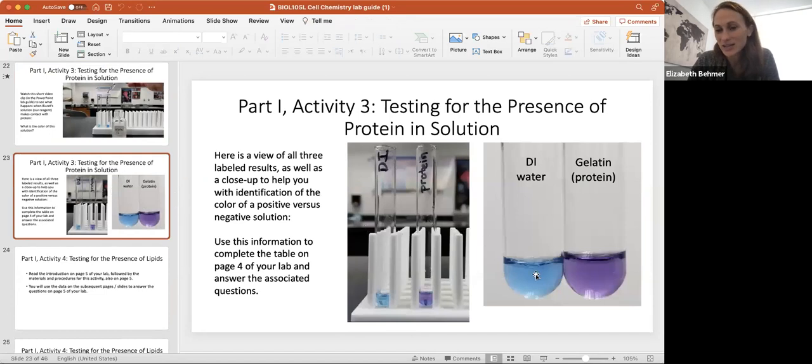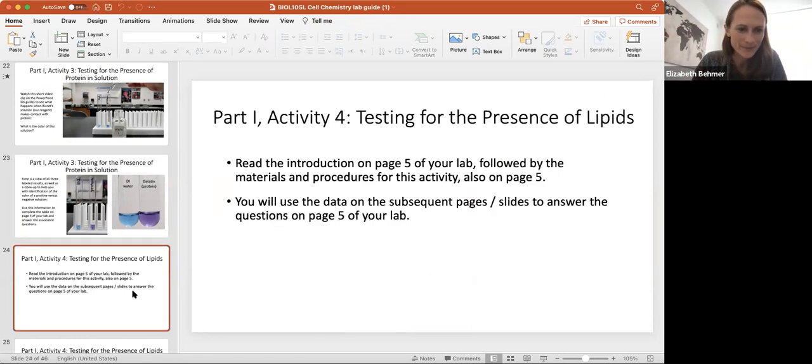So again, looking at the control, the Biuret reagent was light blue, and then the Biuret reagent was able to detect the protein because when we combined the protein with the Biuret reagent, it changed color to light purple.